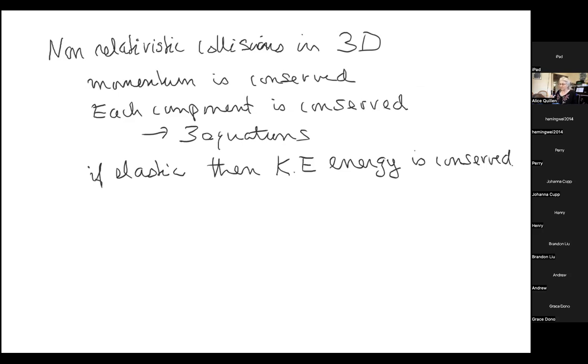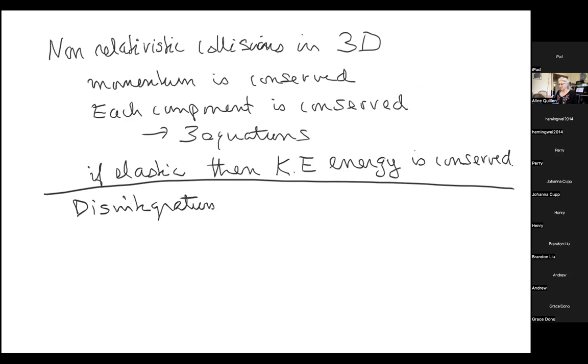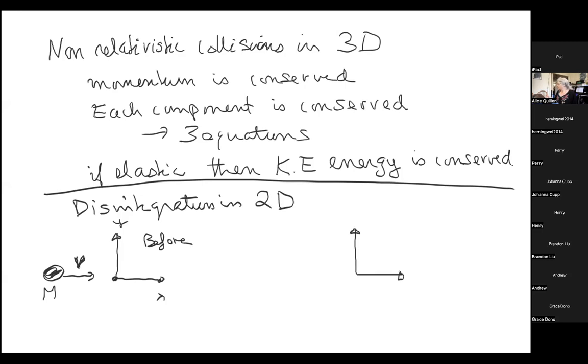So let's do an example. An example would be disintegration. Supposing I have some particle, and I'm talking about 2D, so I have an X and a Y axis. I'm going to take some particle M, and I'm going to give it a velocity in the horizontal direction of V. And then when it reaches the origin, which is right here, so this is before, it disintegrates. And so we're going to wind up with 3 particles. So we have M1 going out that way. No, not M1, M2.